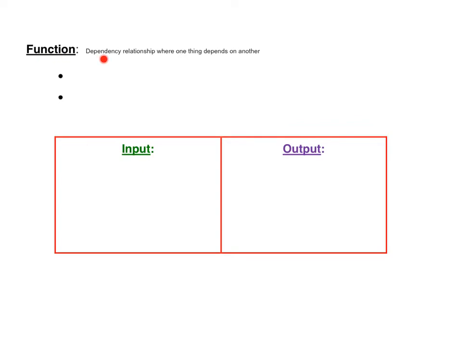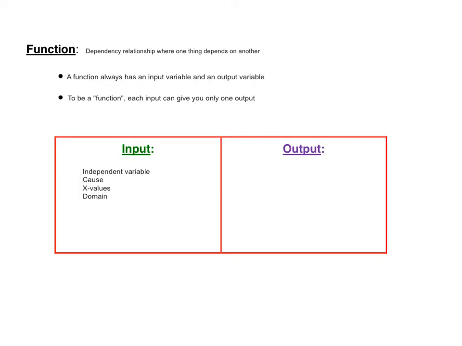A function is a dependency relationship where one thing depends on another. So write that down. A function always has an input variable and an output variable. Write that down. And to be a function, each input can give you only one output. That's very important. Each input can give you only one output.